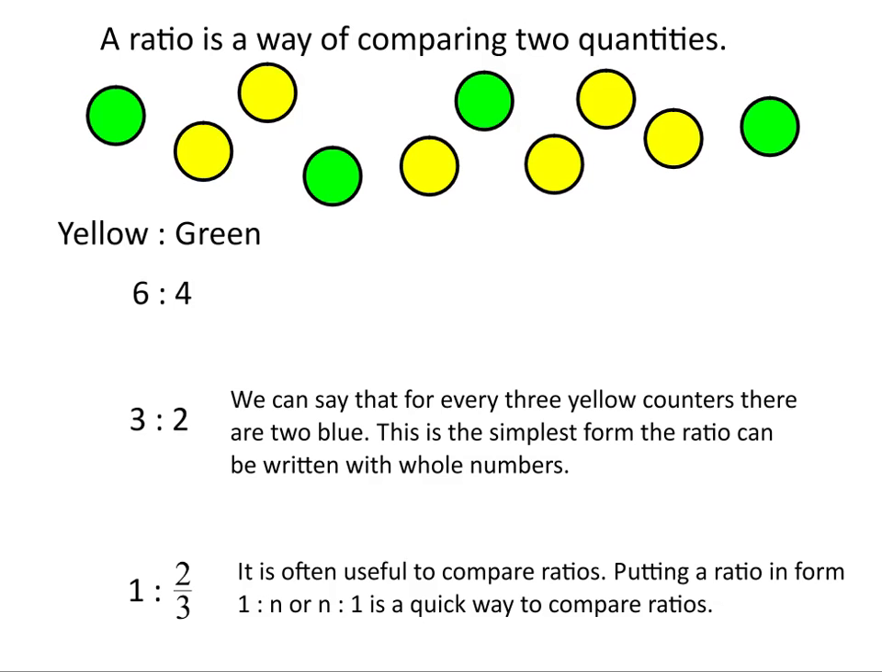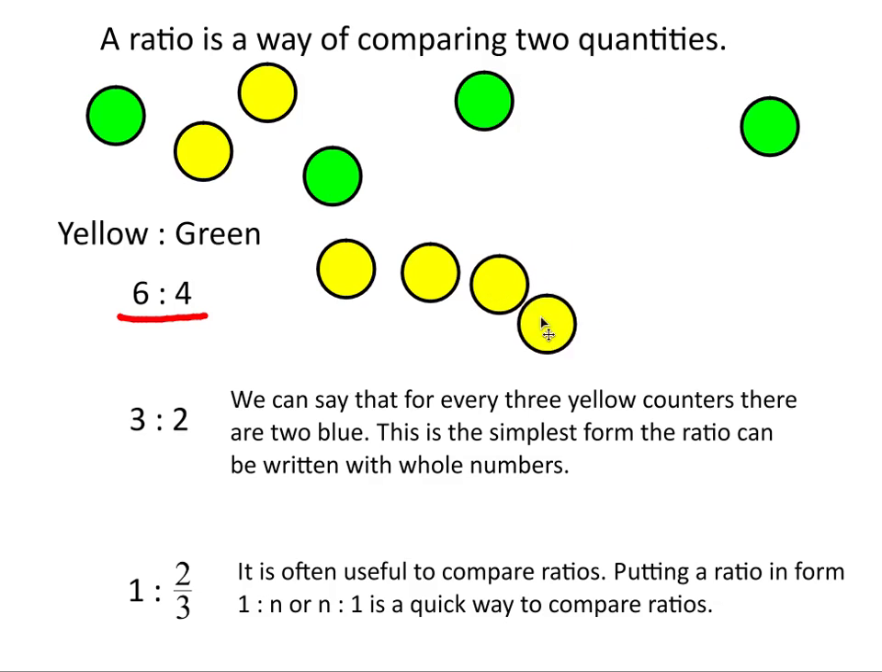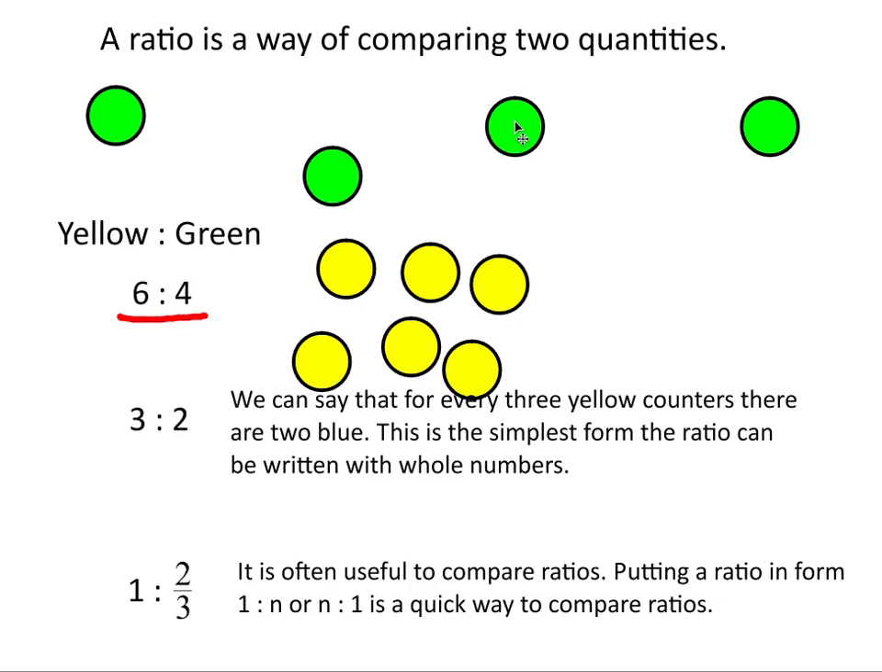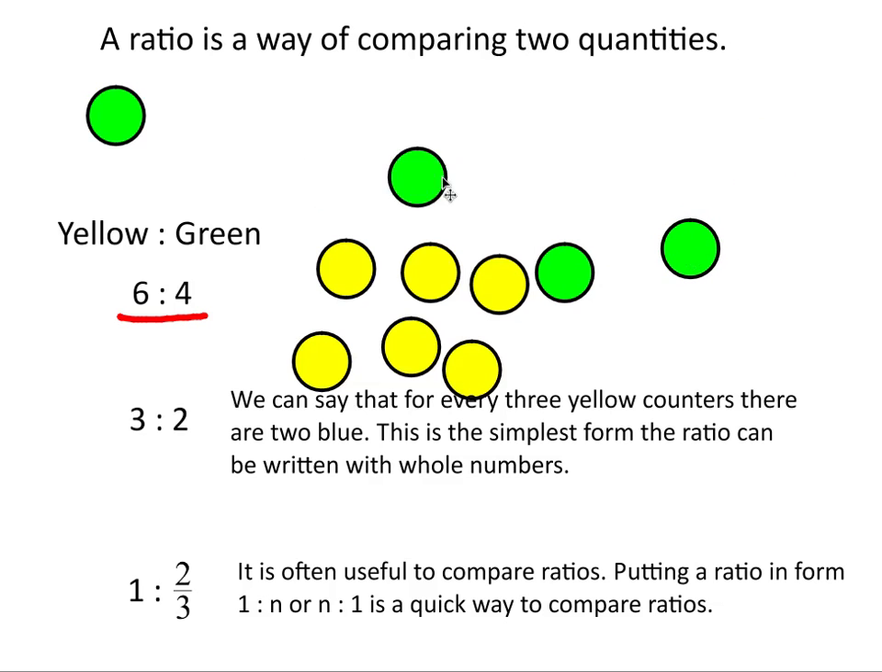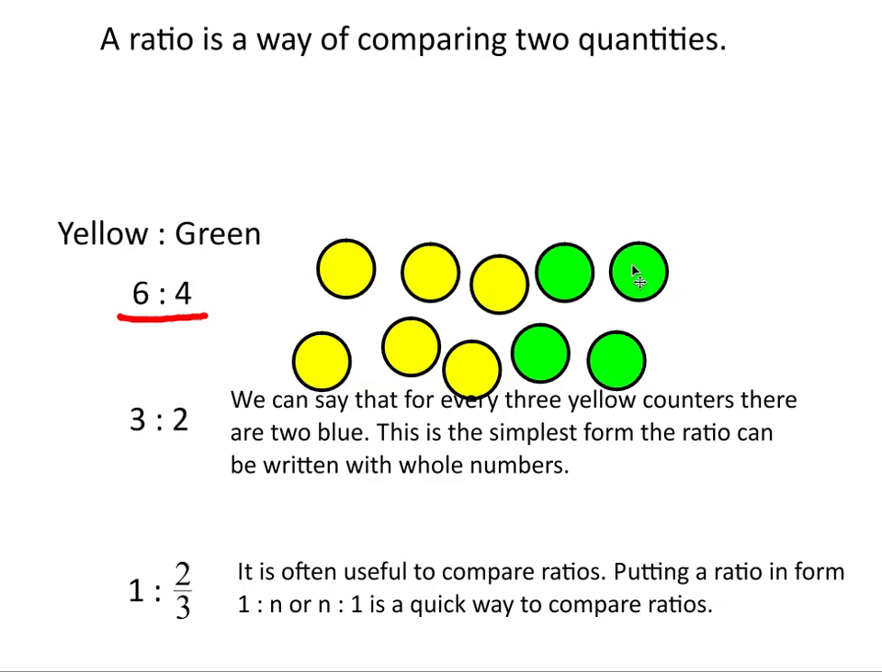So we could write the relationship between the numbers as yellow to green is 6 to 4. However, we're not really interested in the numerical values. What we're interested in seeing is how many yellows there are for how many greens there are. And if we quickly move these around, we can see that for every 3 yellows, there are 2 greens. So quite simply, the ratio can be written as 3 to 2. Now that's called the simplest way of writing it.